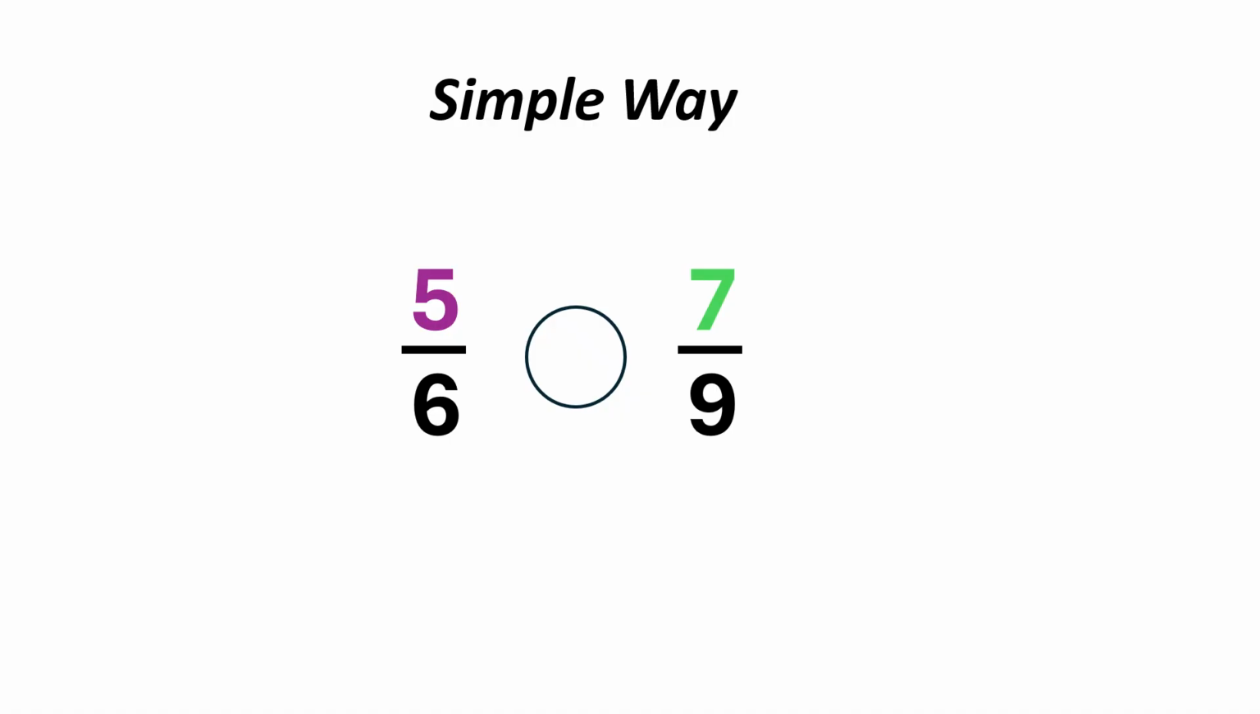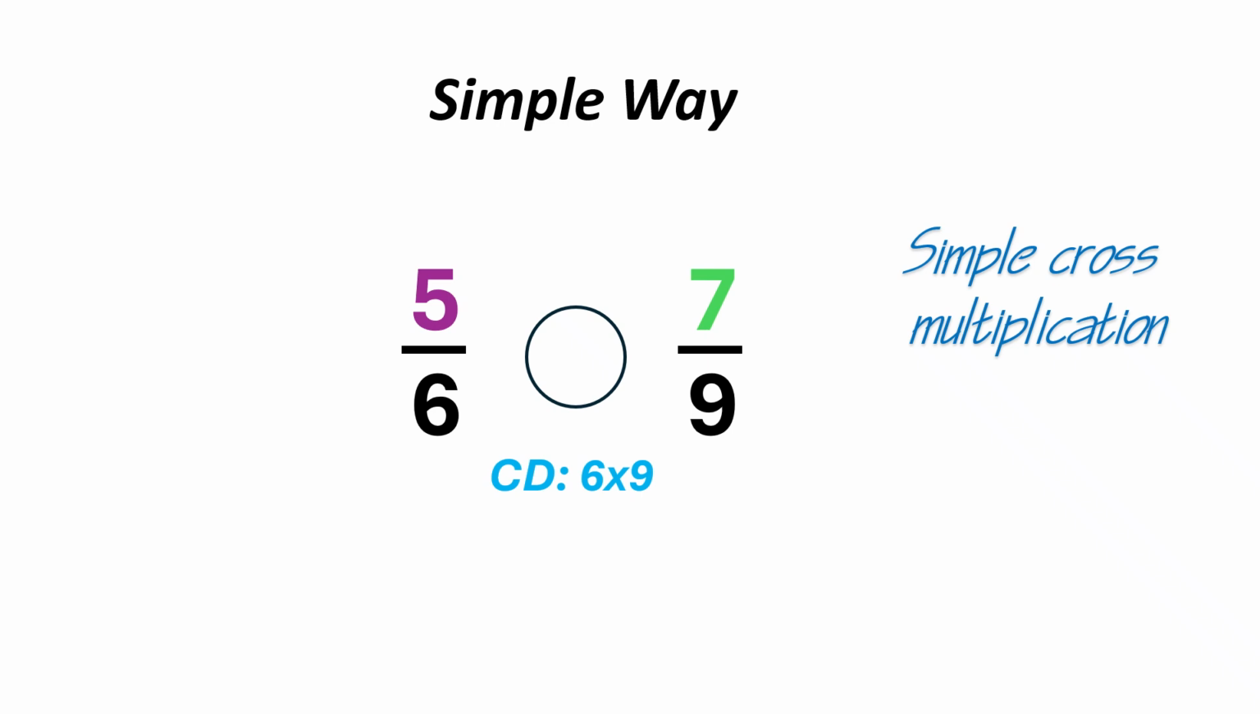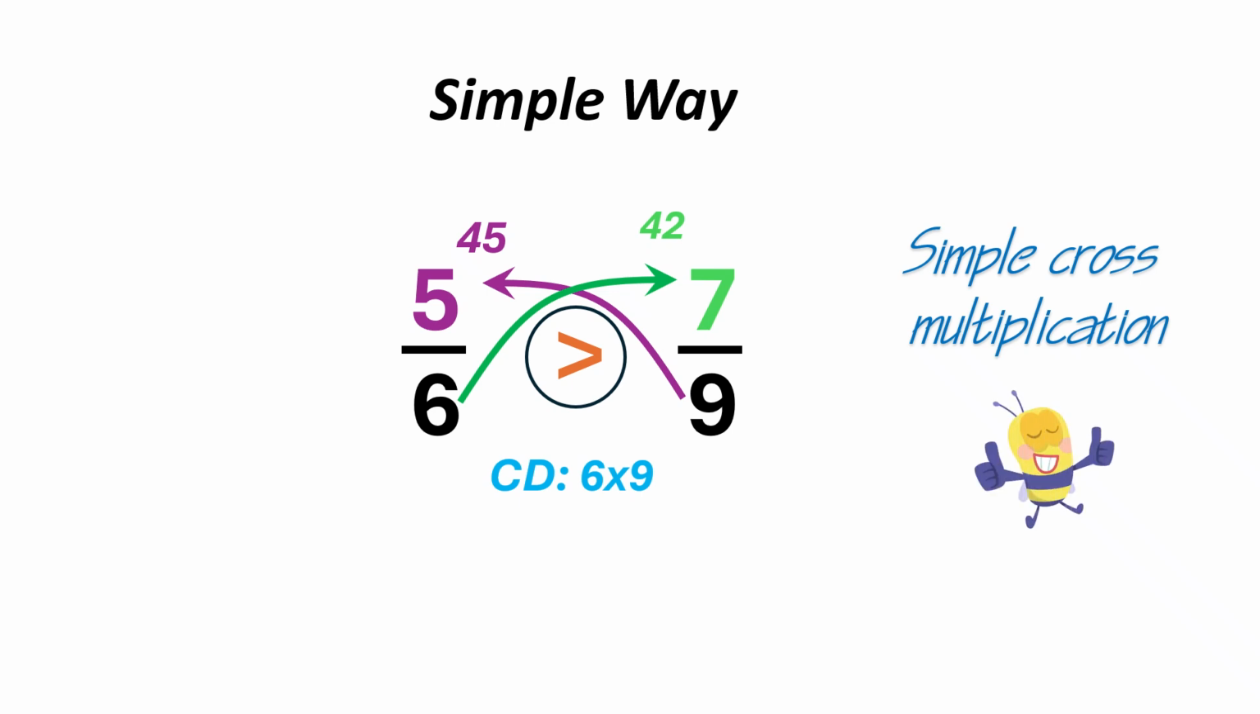We can use an even quicker trick, cross multiplication. Take 5/6 and 7/9 again. Multiply the left numerator by the right denominator. 5 times 9 equals 45. Multiply the right numerator by the left denominator. 7 times 6 equals 42. Compare 45 and 42. And we see again that 5/6 is greater. It's just cross multiplication and then a comparison. It can apply to all fraction comparisons.